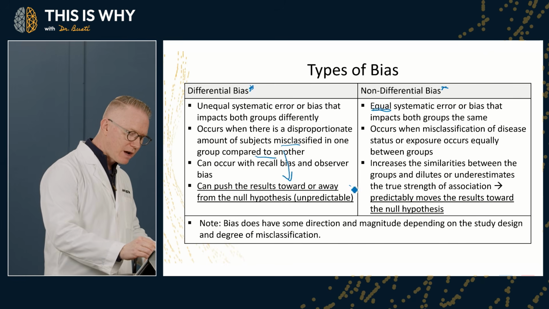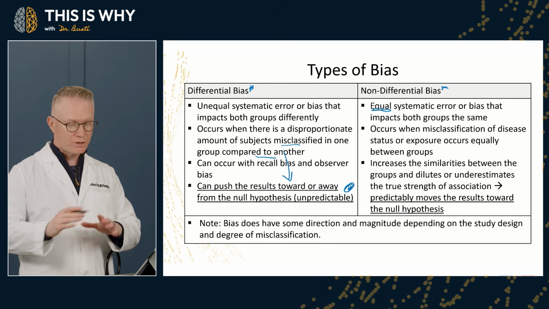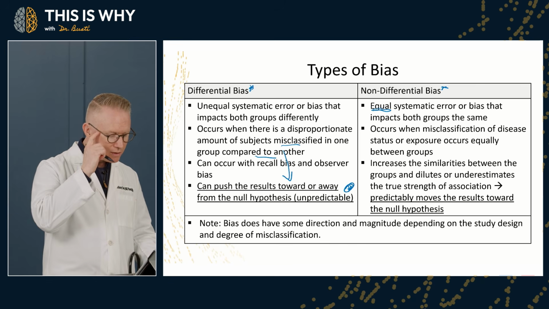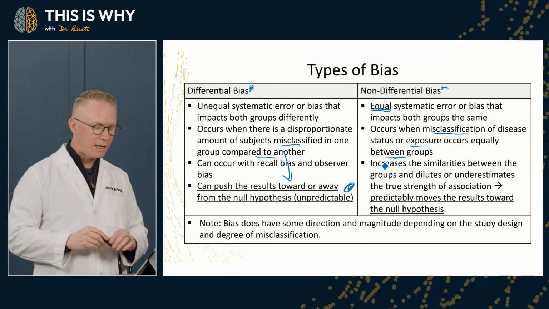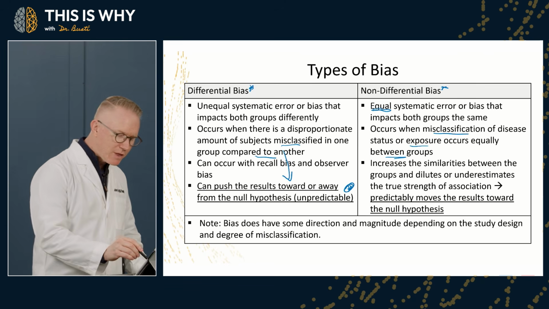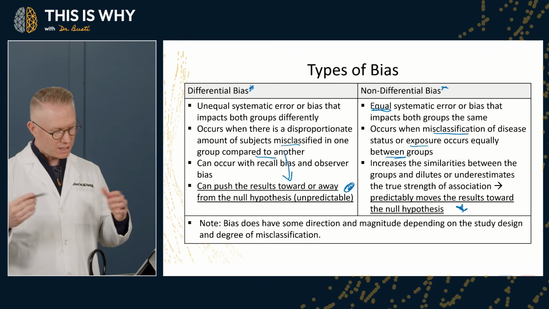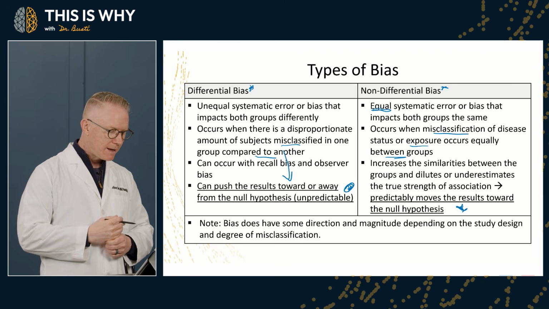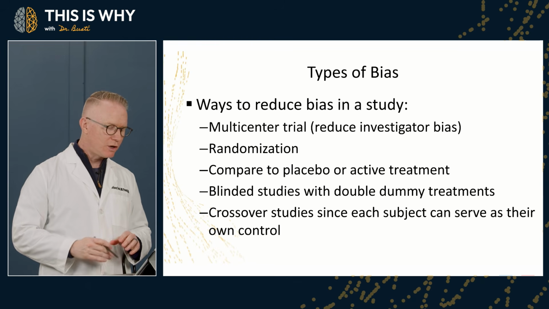and it's very unpredictable. Whereas a non-differential bias impacts both groups equally, okay? So if you have a misclassification of a disease or exposure, it's happening equally in both groups, but that typically moves the results toward the null hypothesis. And again, the null hypothesis would say there's no difference, okay? And so just keep that terminology in mind.